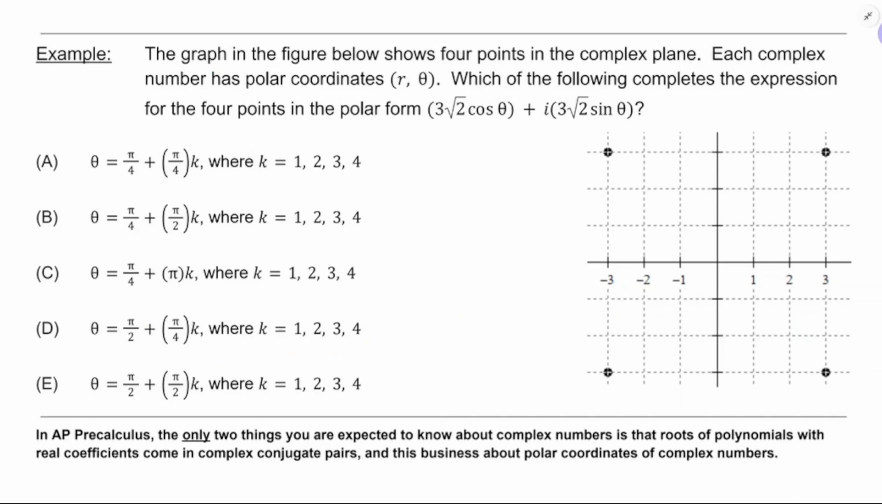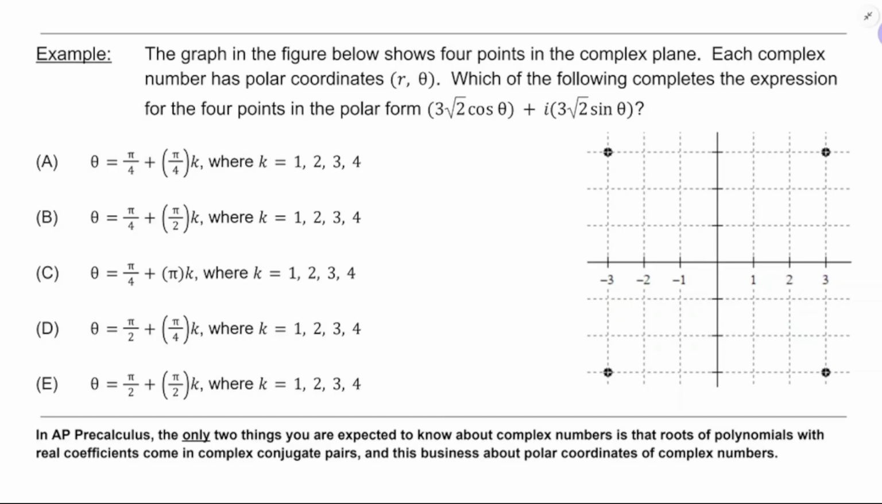Okay. Now, I've got this multiple choice example for you. The graph in the figure below shows 4 points in the complex plane. Each complex number has polar coordinates r and theta. Which of the following completes the expression for the 4 points in the polar form 3 root 2 cosine theta plus i times 3 root 2 sine theta?